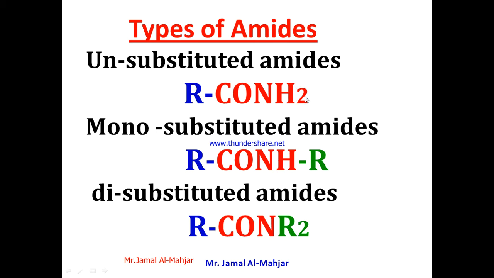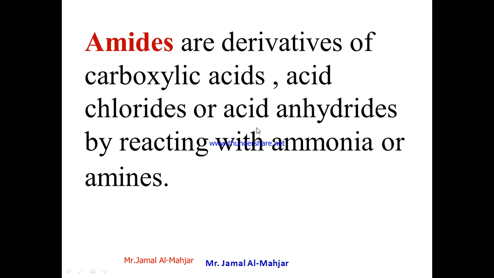But if you replace these 2 hydrogen atoms by 2 alkyl groups, so in this case what do you call it? Yes, it is di-substituted amide. Di means 2. Now if you have CONH2 or CONH or CON, all of them are amides. Here we have the definition of amides.